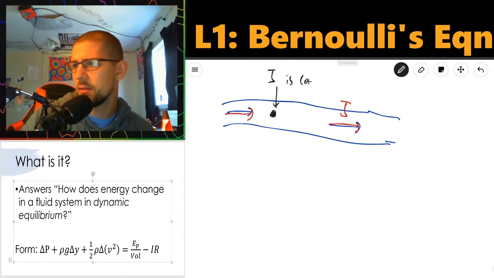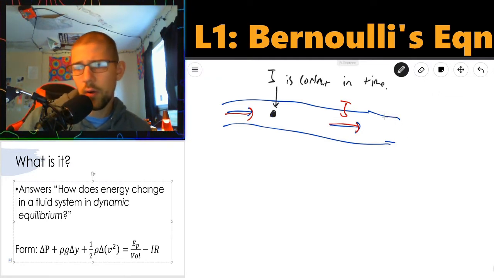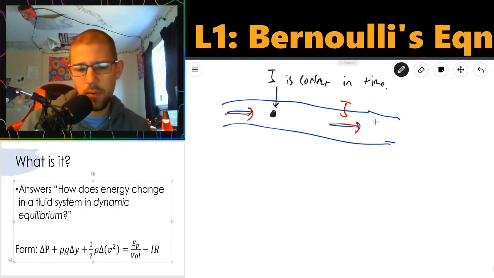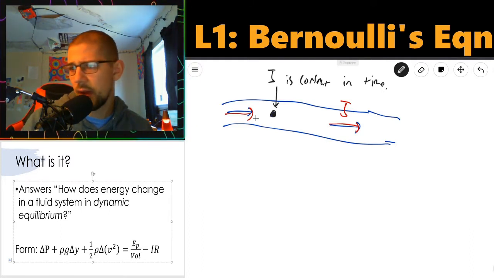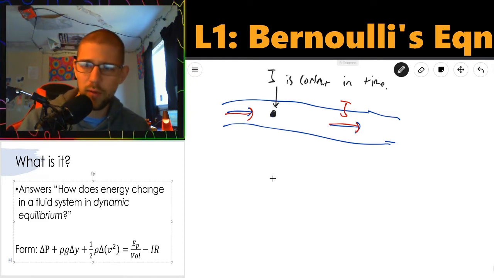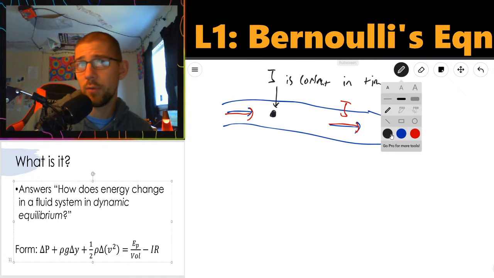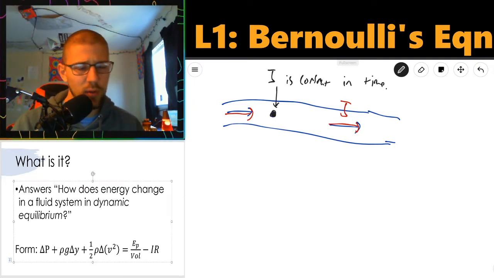Current is constant in time. So another way of saying that is that the current at any given point is unchanging. The current is the same number throughout time. It doesn't mean that no fluid is moving. Equilibrium is not the same as nothing moving. It just means that the rate of fluid flow, the current, is unchanging. Okay, so that's the basic question that the Bernoulli equation answers.